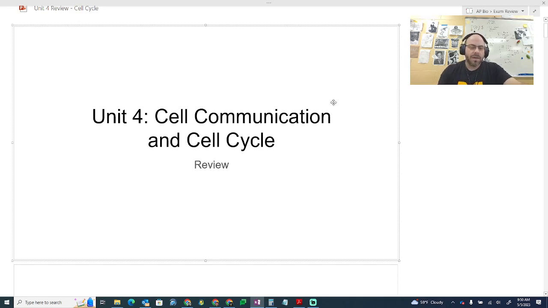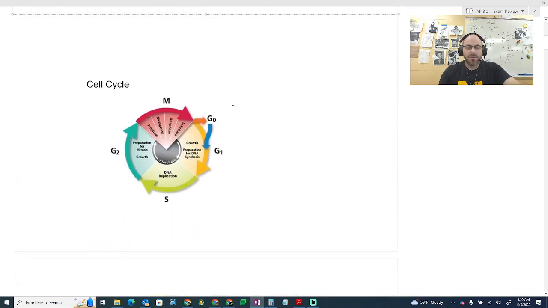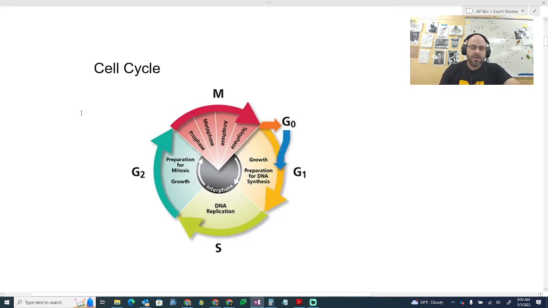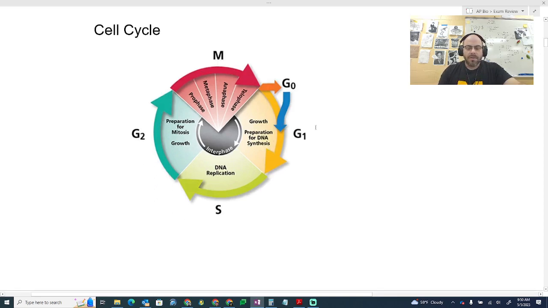Let's talk about the cell cycle, Unit 4. We got a biology test coming up. Let's do this. The cell cycle is the life cycle of the cell. It's made up of 4 parts: G1, S, G2, which are all comprised of interphase, and the M phase, which is commonly called mitosis. G0 we will mention also. But let's talk about the cell cycle.